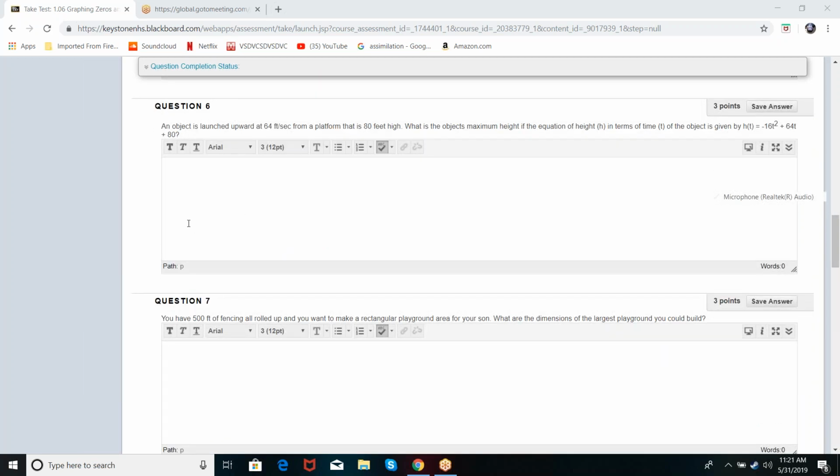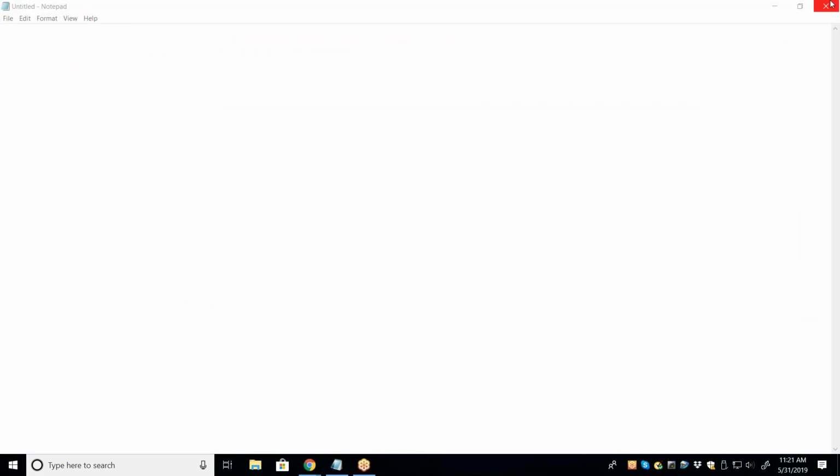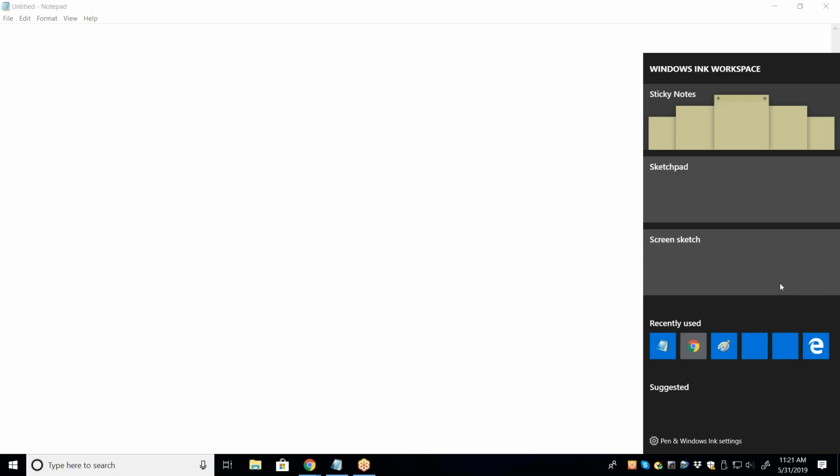This says an object is launched upward at 64 feet per second from a platform that is 80 feet high. What is the object's maximum height? And use the equation. Okay, I need to write on this, so I'm going to switch back to being the presenter, and I'm going to have you read those to me. Looks like we only have time for this one, so I'll pick whichever one looks harder to me. That first one looked pretty hard. Let's do that one.